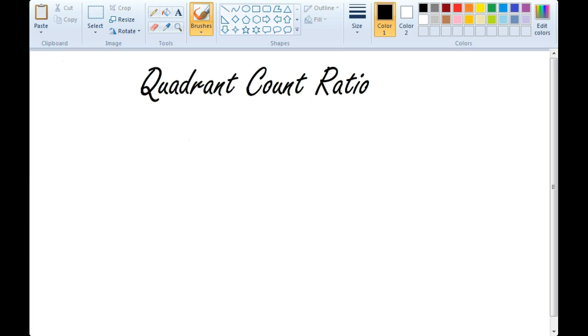Hi everybody, today we're doing another video and right now we are doing specifically the quadrant count ratio. Now you're probably thinking, what is a quadrant count ratio? Well, it is basically when you have a bunch of data such as this. Just pretend there's a bunch of data here.